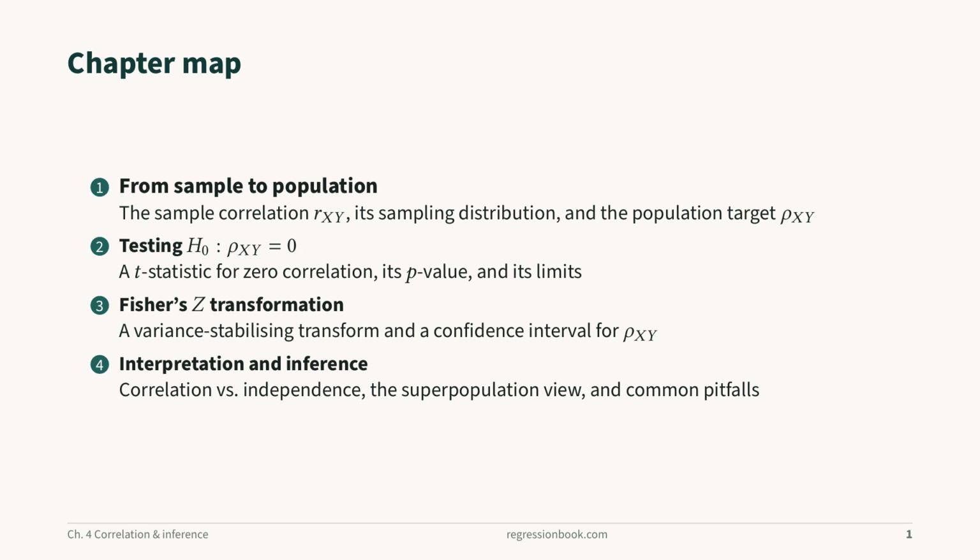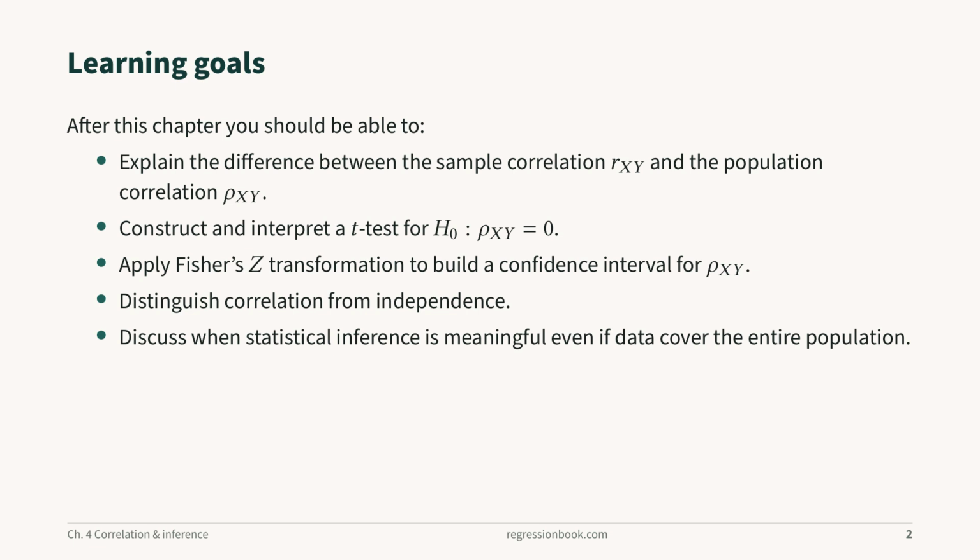Four stages this time. Connect the sample correlation to its population target. Test whether that target is 0. Use Fisher's transformation to build a proper confidence interval. And finish with interpretation, including why correlation is weaker than independence.